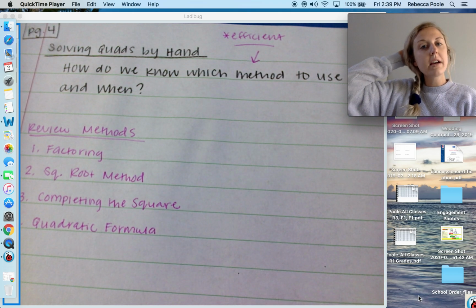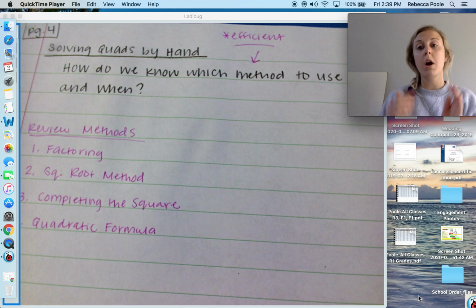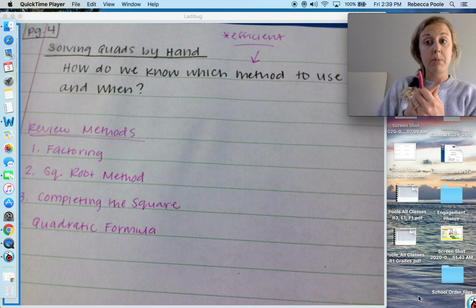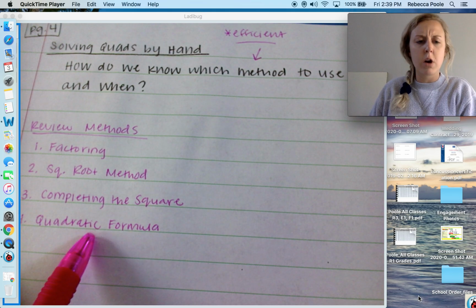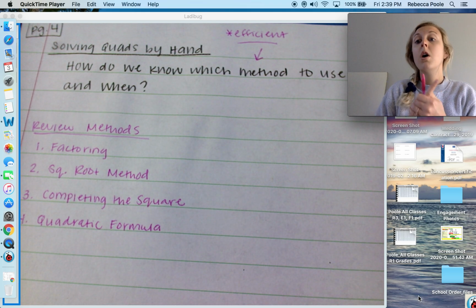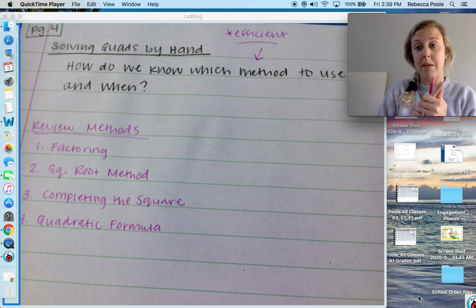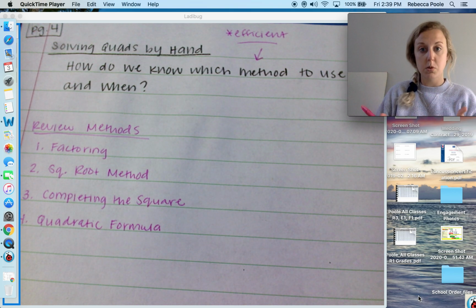So when I think of efficient in math, I think which one is going to work best for this type of problem, as in it's going to be pretty quick. I don't want to waste any time, right? You shouldn't be doing quadratic formula if it would have factored really quick, correct? So which one's not going to take a lot of time? Which one am I not going to waste my time on for this, all right? And then which one is going to give me my result in the easiest way?